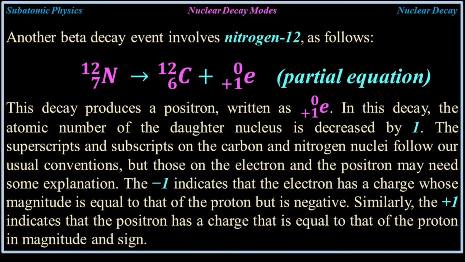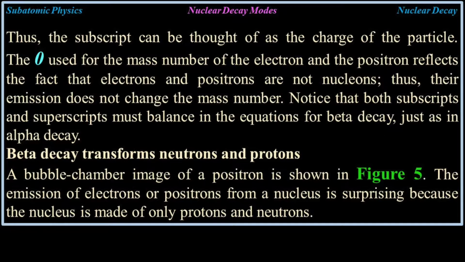The superscripts and subscripts on the carbon and nitrogen nuclei follow our usual conventions, but those on the electron and the positron may need some explanation. The -1 indicates that the electron has a charge whose magnitude is equal to that of a proton, but is negative. Similarly, a +1 indicates that the positron has a charge that is equal to that of a proton in magnitude and sign. Thus, the subscript can be thought of as the charge of the particle.